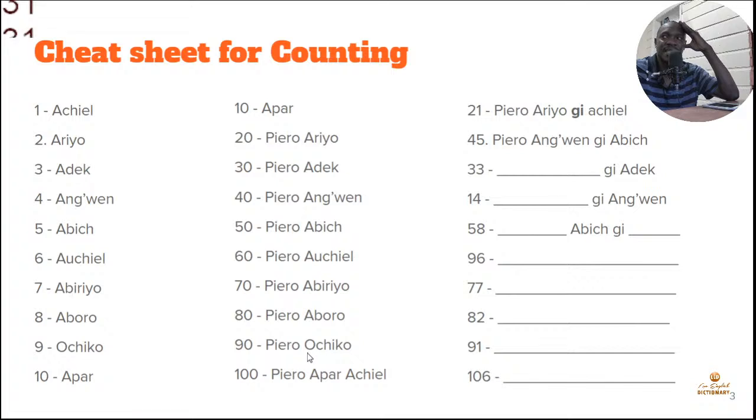Piero ochiko gi achiel. Correct. And finally 106 would be piero apar achiel. Remember 100 was piero apar achiel. So piero apar achiel gi, now gi becomes 6. So gi auchiel. So this would be piero apar achiel gi auchiel. Now I hope this gives you an idea of how to quickly cheat someone through the counting process. We now know how to count from 1 all the way to 106.